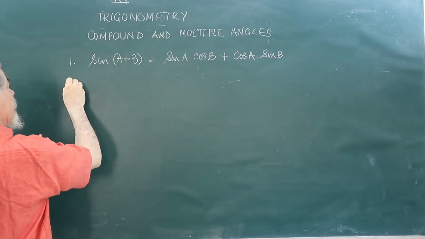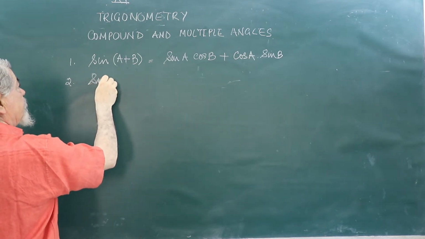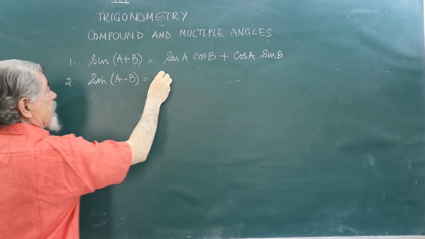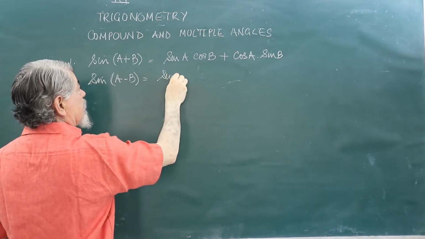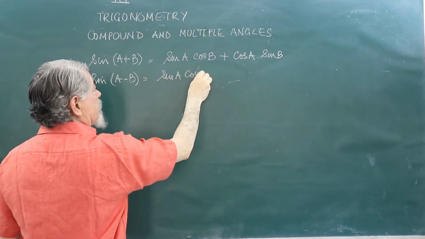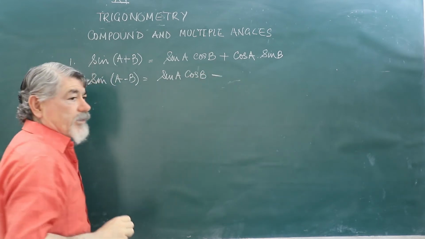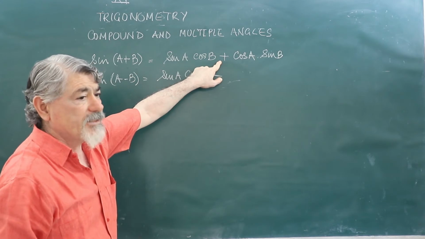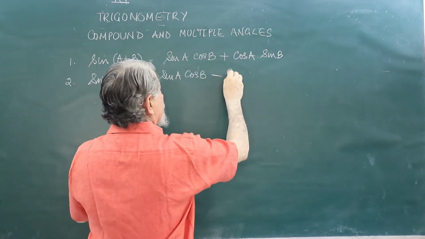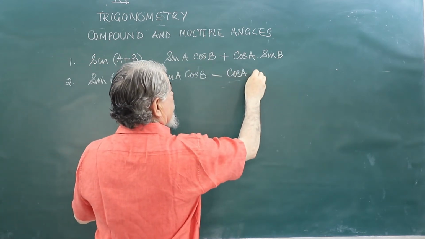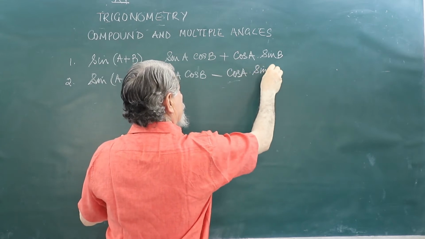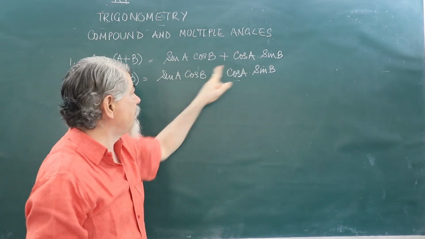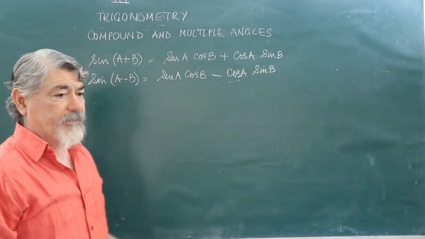When it comes to sine A minus B, the only thing that changes is the sign in between. It will remain sine A cos B, and minus cos A sine B. With plus it comes with plus, with minus it comes with minus. So the combination of sine and cos is there: sine cos, cos sine, sine cos, cos sine.